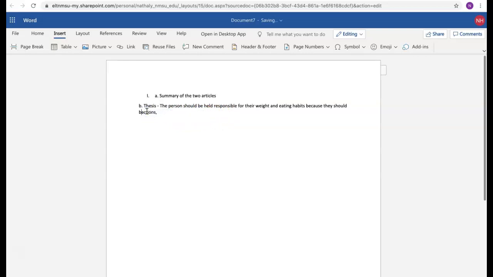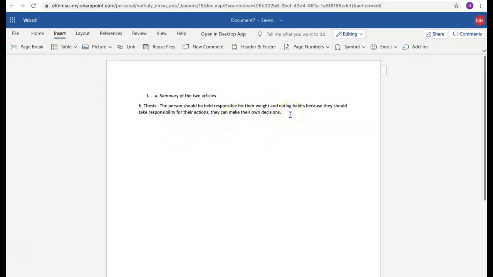So let's reword it so it doesn't sound too repetitive. They should take responsibility for their actions. So something like these could be reasons. Now, it's very important to note that reasons are not the same as examples.